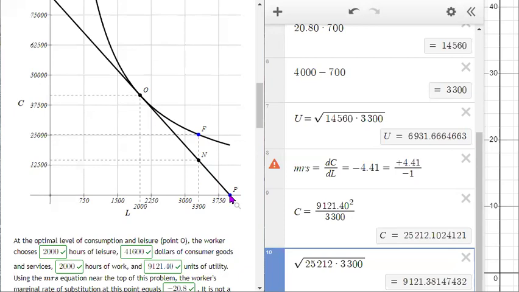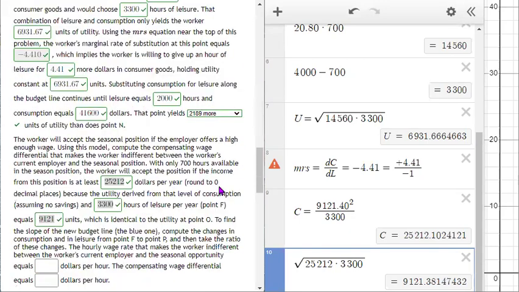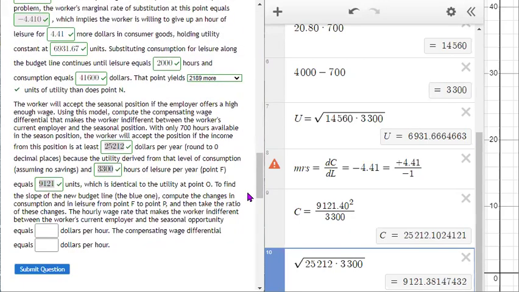What we need to do is create a new budget line that goes from point P here to point F. We need to rotate this budget line, and the slope of that line is going to be steeper. So we have to calculate the slope from point F to point P. To find the slope of the new budget line, which is going to be blue, compute the changes in consumption and in leisure from point F to point P. Then take the ratio of these changes.